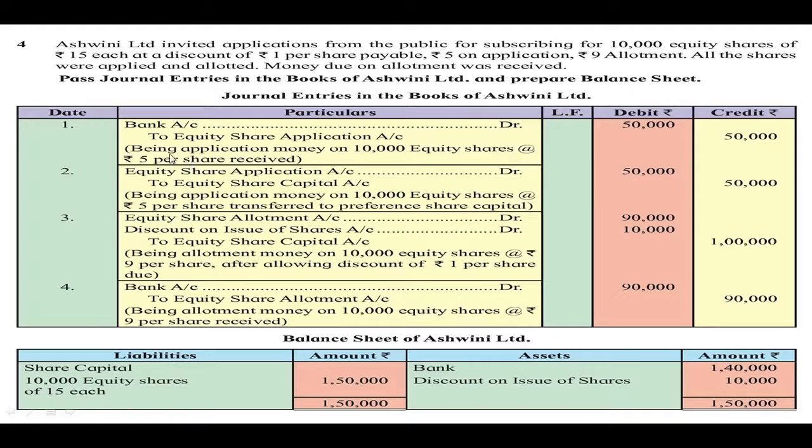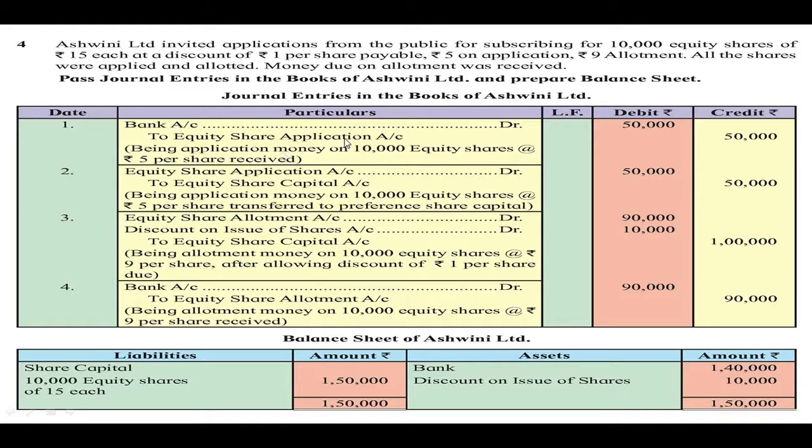Then the second entry is for the transfer of the application money to the share capital account. Share capital account is a liability, so we have to credit share capital account by transferring the application money. So the second entry is equity share application account debit to equity share capital account. So always you have to remember, for the application, for allotment and for the call money, always there are two entries. Then after that the company decides to whom to allot or distribute the shares, and then the allotment letter is sent to the shareholders.